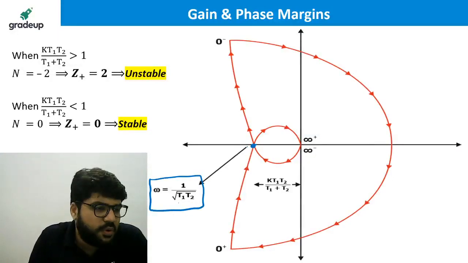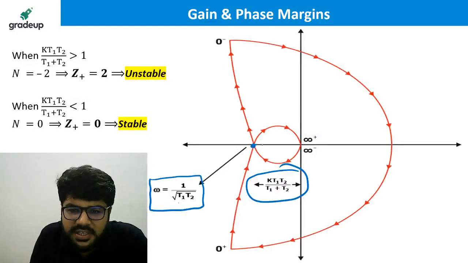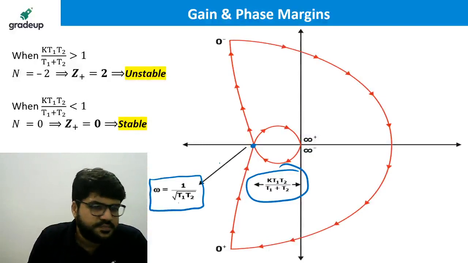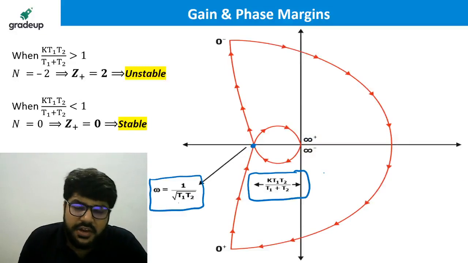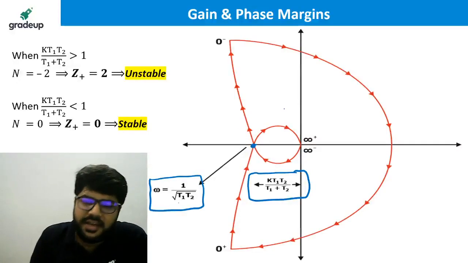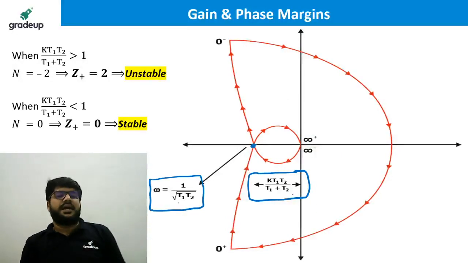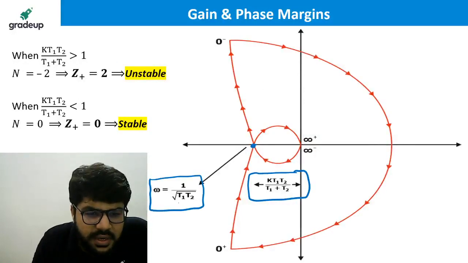At the critical frequency, the polar plot was intersecting the negative real axis, with the magnitude K T1 T2 divided by T1 plus T2. This is the magnitude at the critical frequency. Now, which critical frequency? The frequency at which the polar plot, the Nyquist plot, intersects the negative x-axis. Actually, critical frequency can be any frequency at which the Nyquist plot cuts any coordinate axis, but for stability, we are interested in the point minus 1 comma 0. Where is minus 1 comma 0?